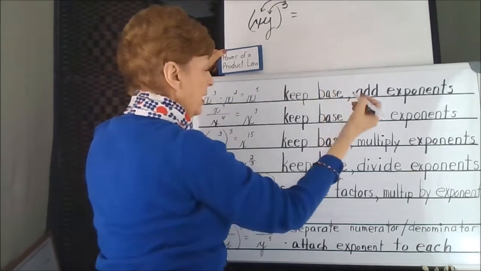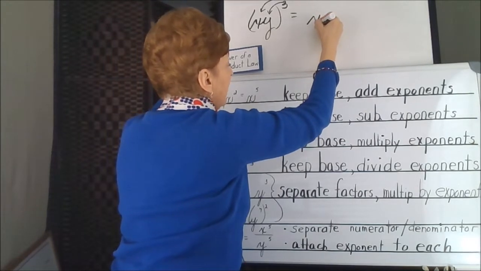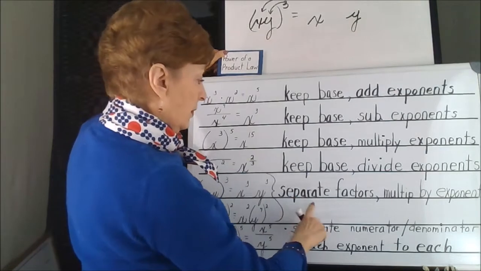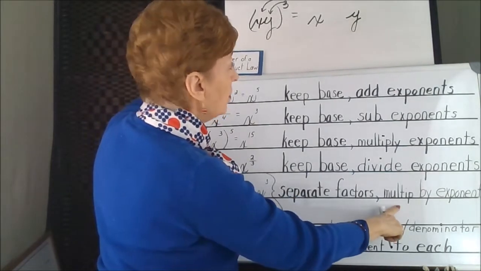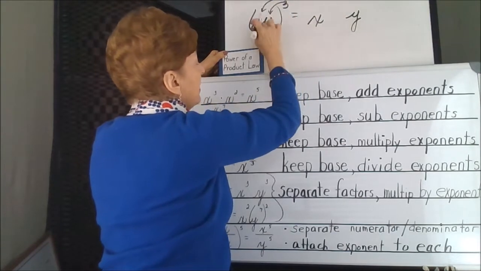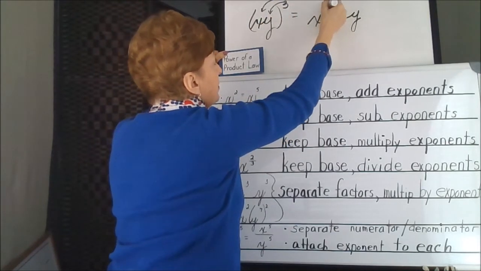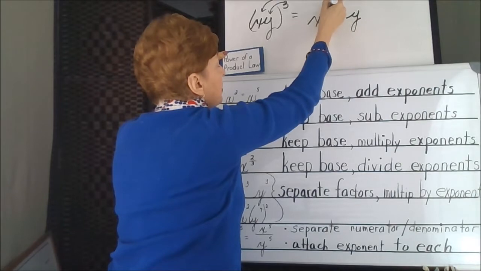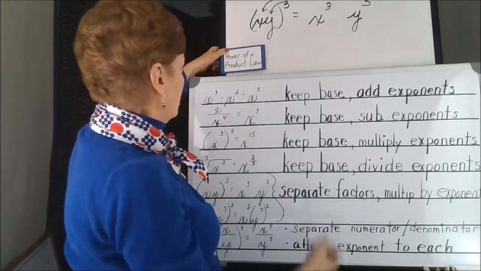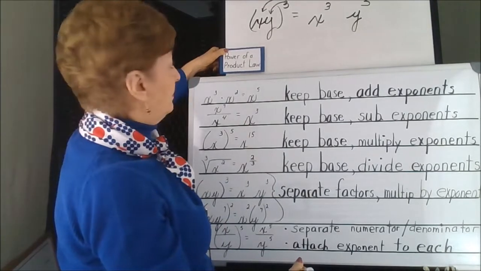We're going to separate the terms. So we're going to separate our x and our y. And then we're going to take the exponent and multiply it. There's just 1 in here, so 3 times the understood 1 would be 3. So that's how we do a power of a product law.